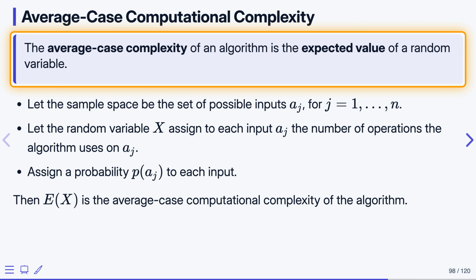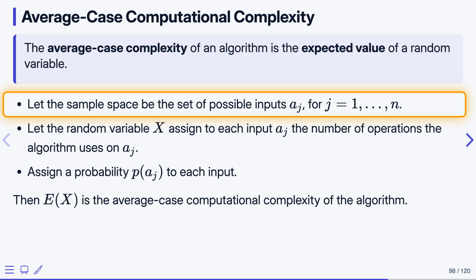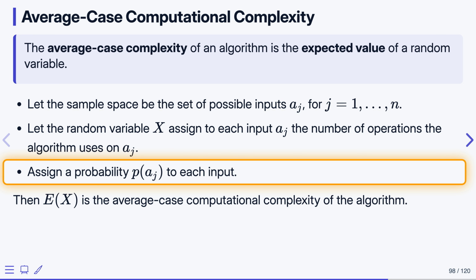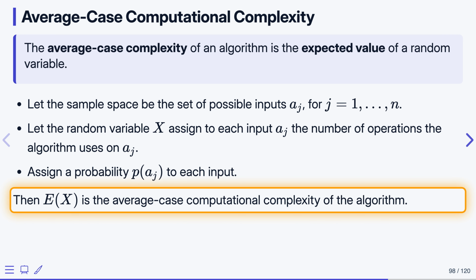This is a beautiful application of expected value, measuring how fast an algorithm runs on average. The sample space is the set of all possible inputs. The random variable X gives, for each input, the number of steps the algorithm takes. We assign a probability to each input, describing how likely it is. Then the expected value of X is the average number of steps. That is the average case complexity. Let's apply this to two algorithms, linear search and insertion sort.